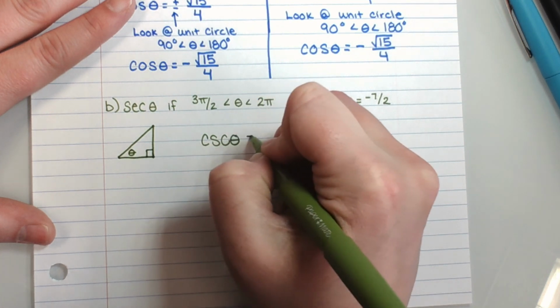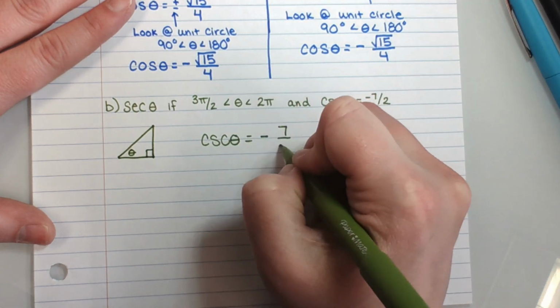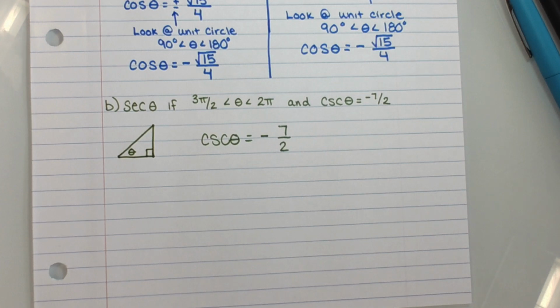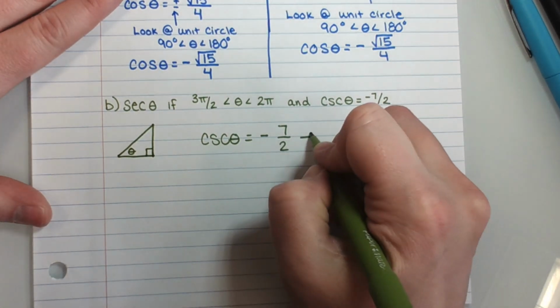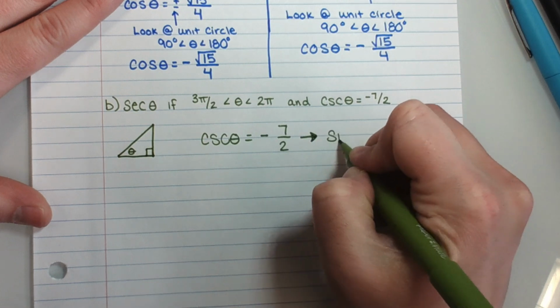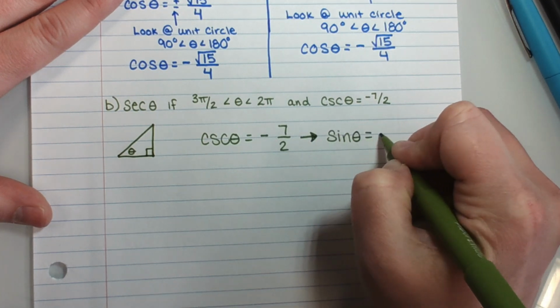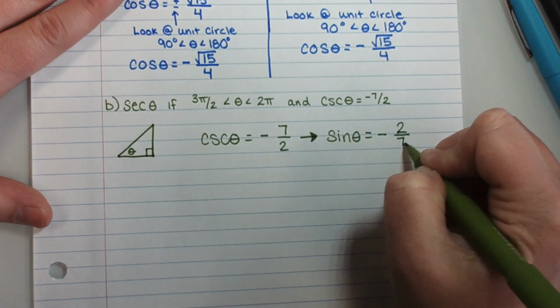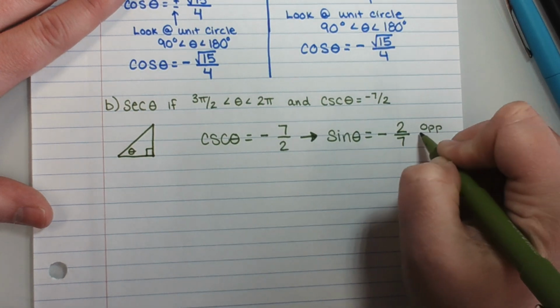I'm told cosecant of theta is equal to negative 7/2. Cosecant's a reciprocal of which one? Sine. So if I know that, then that helps me know that sine of theta is negative 2/7, and sine is opposite over hypotenuse.